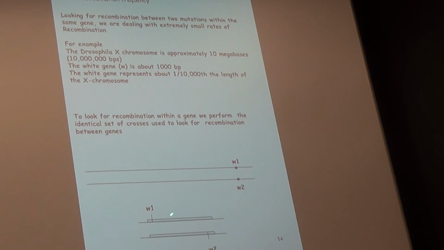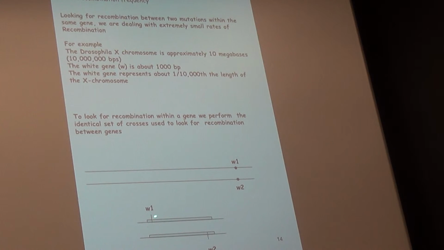So, imagine you have a mutation. Here is the white gene in this blue box. And here is a diploid fly. Here is a mutation in one copy, W1. And here is a mutation in the other copy on the other homologous chromosome, W2. So this is a heterozygous fly with regards to W1 and W2. It's W minus for both, so the fly is mutant for the white gene. But here is one allele and here is another allele.